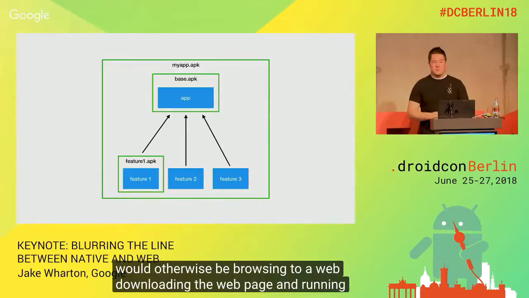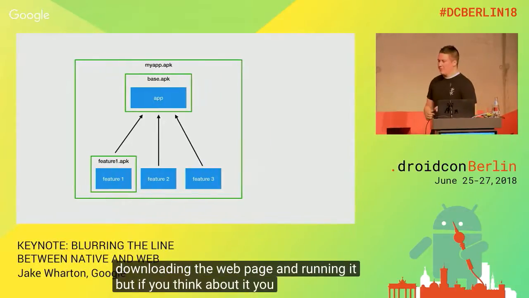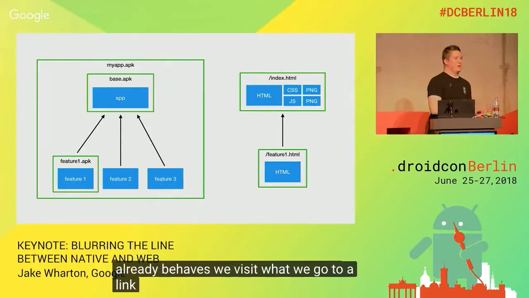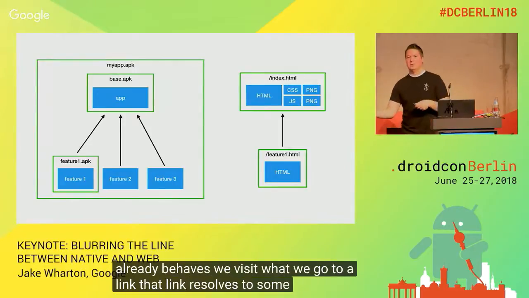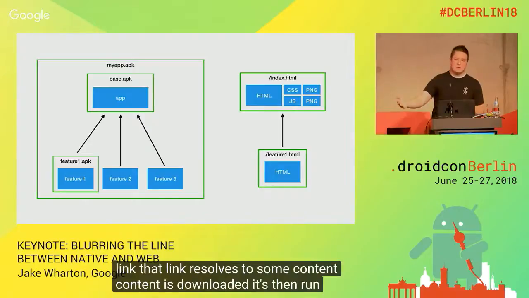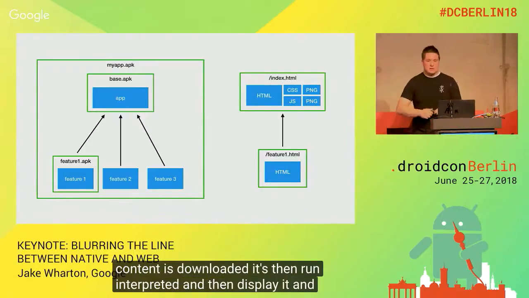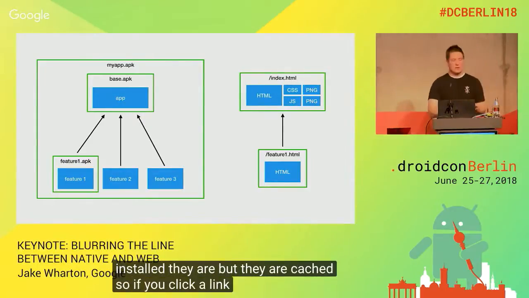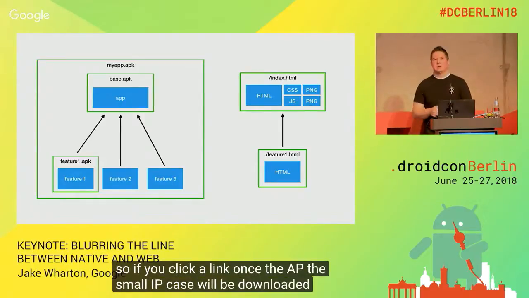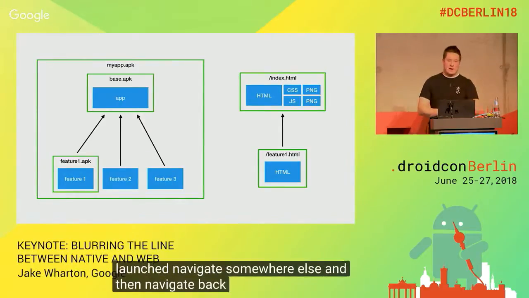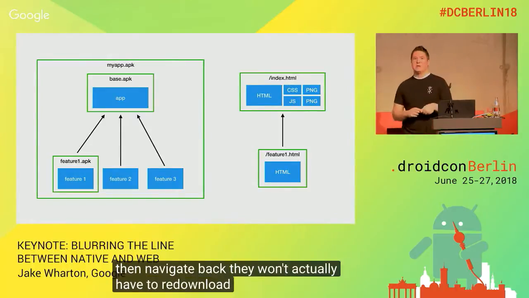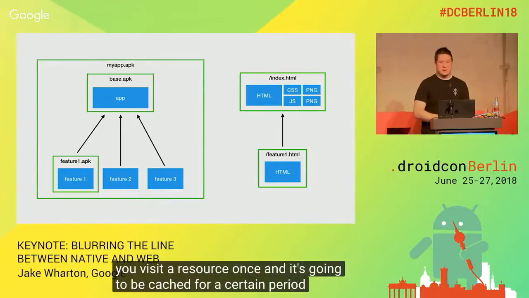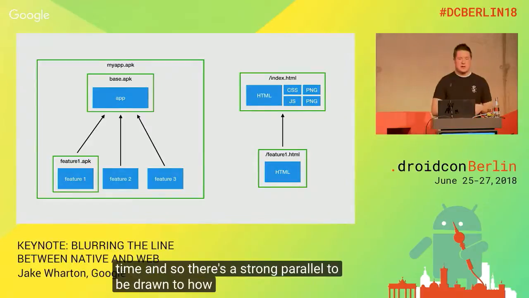But if you think about it, this is a very similar model to how the web already behaves. We go to a link. That link resolves to some content. Content is downloaded. It's then run, interpreted, and then displayed. And just like the web, instant apps aren't installed. They are cached. So if you click a link once, the small APKs will be downloaded and launched, navigate somewhere else, and then navigate back. It won't actually have to re-download. The same is true of the web, right? There's caching. You visit a resource once and it's going to be cached for a certain period of time. And so there's a strong parallel to be drawn to how the web behaves here.